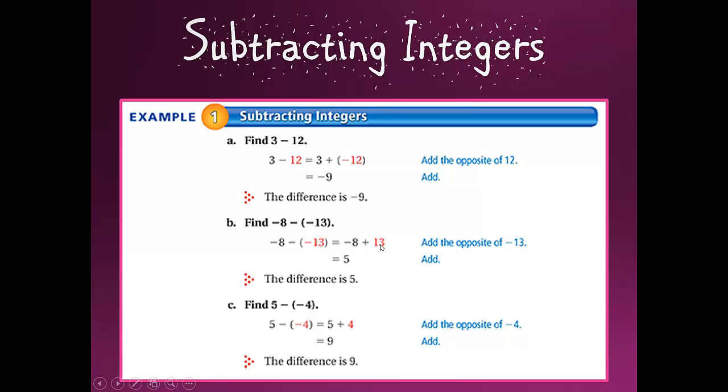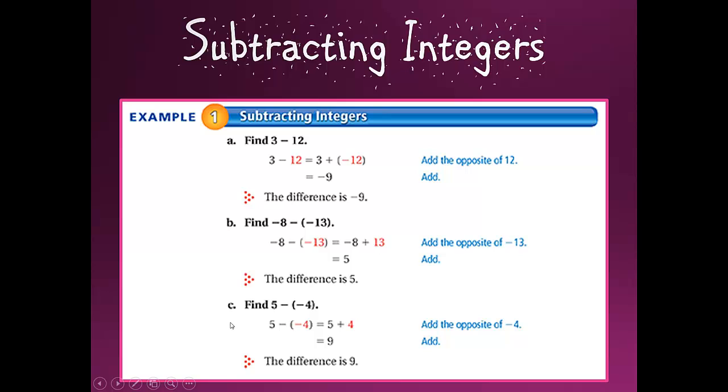I have different signs, so I'm going to find the absolute value of each and then subtract them. The absolute value of negative 8 is 8. The absolute value of 13 is 13. 13 minus 8 is 5. 13 has the larger absolute value and it is positive, so my answer is positive. So my answer would be 5.